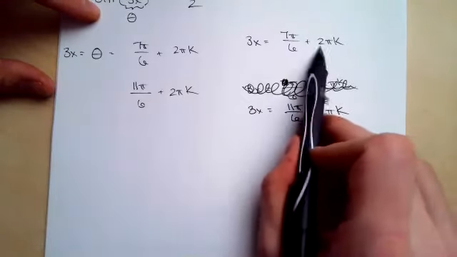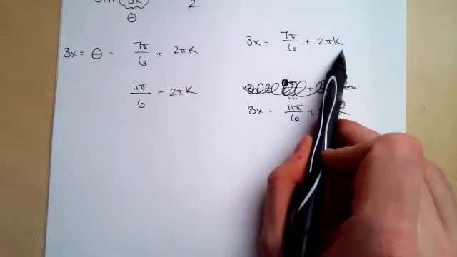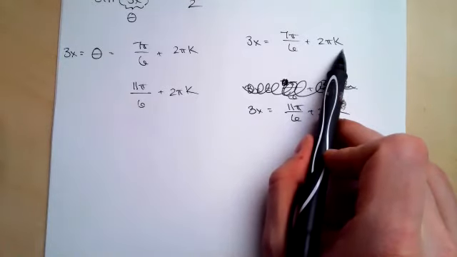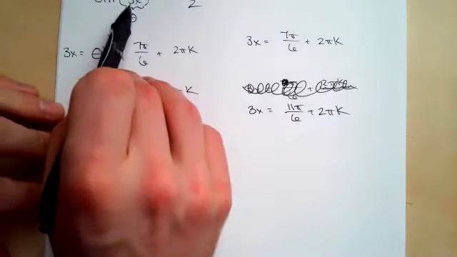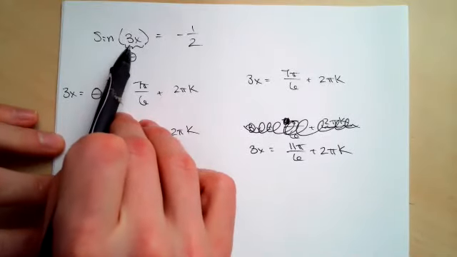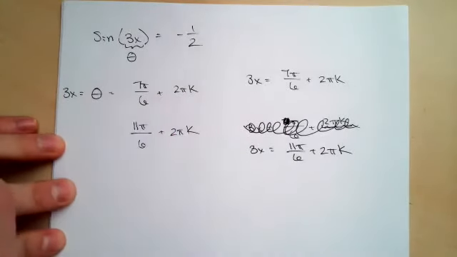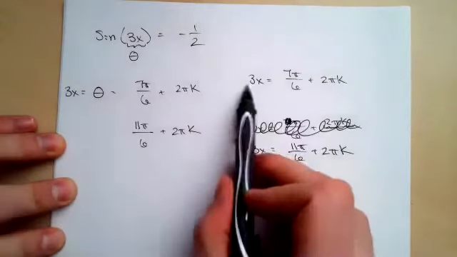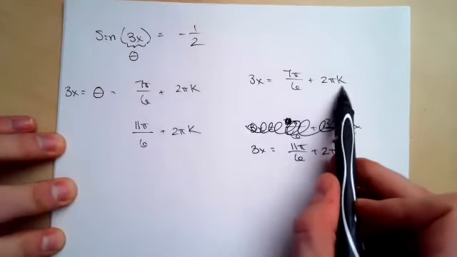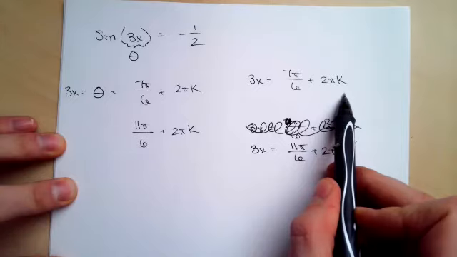But it's also going to affect the periodicity. Since the period of sine is 2 pi, what's going to happen if I do a horizontal compression by a factor of 3? It'll shrink the period by a factor of 3. And so we also have to remember to divide this 2 pi k by 3 as well.